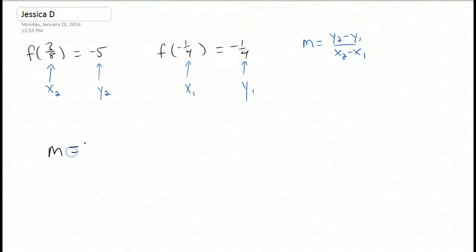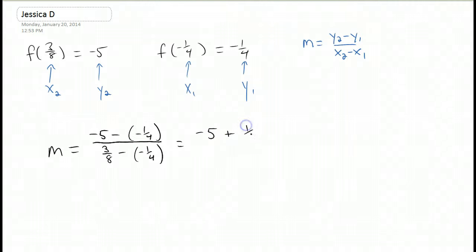So I'm getting slope is y2 minus y1. That's negative 5 minus negative 1/4. And don't forget to put your parentheses around your numbers when appropriate. The denominator is x2 minus x1. That's going to be 3/8 minus another negative 1/4. So we can simplify this just a little bit because a minus of a negative is just a plus. So the equation is going to look like this.